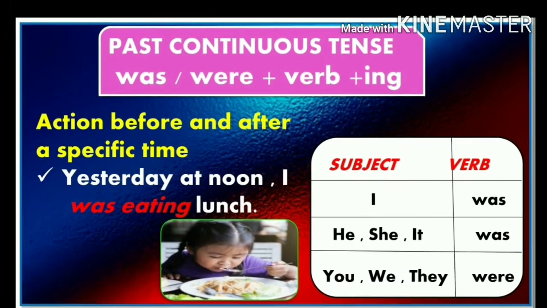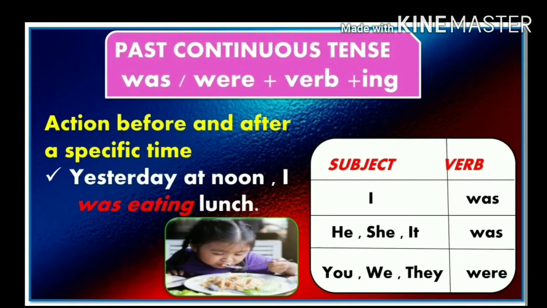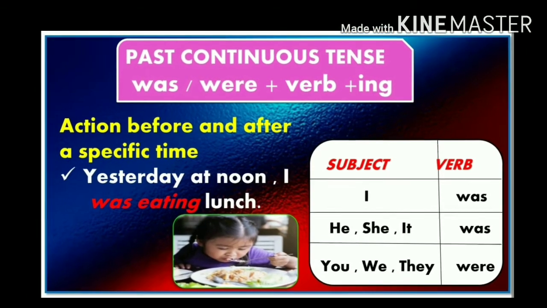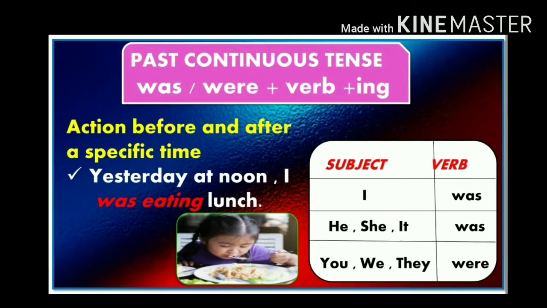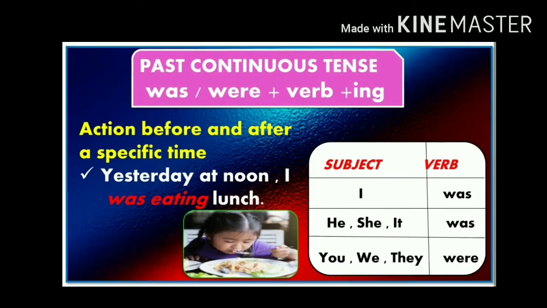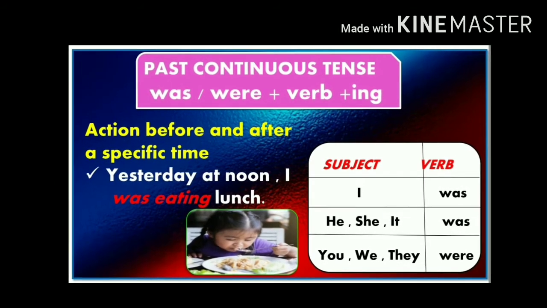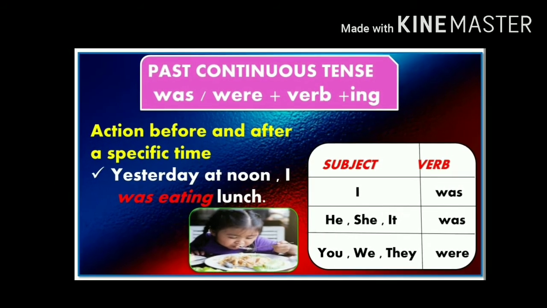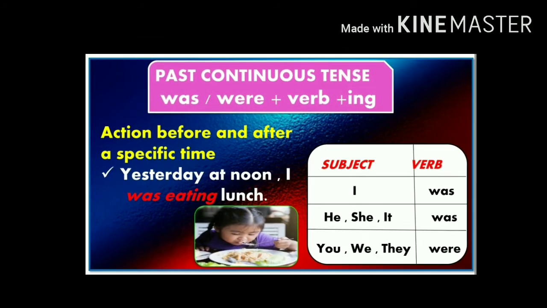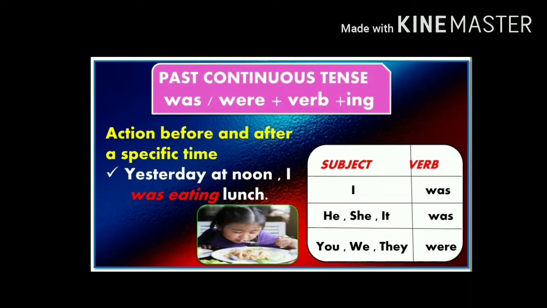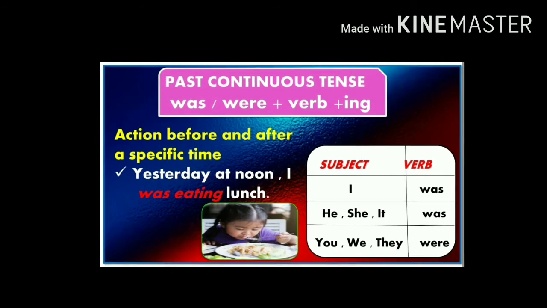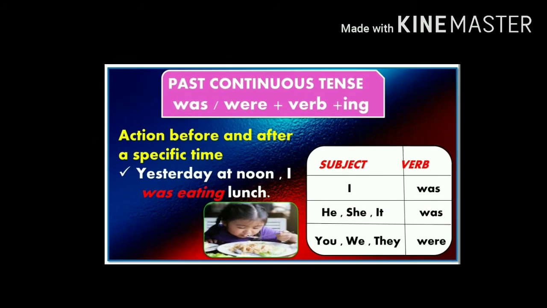The past continuous tense describes actions or events in a time before now which began in the past and were still going on when another event occurred. The past continuous tense is formed by using the auxiliary verb was or were plus verb plus ing. For the singular persons, we should use was as a verb. For the plural persons, we should use were as a verb.